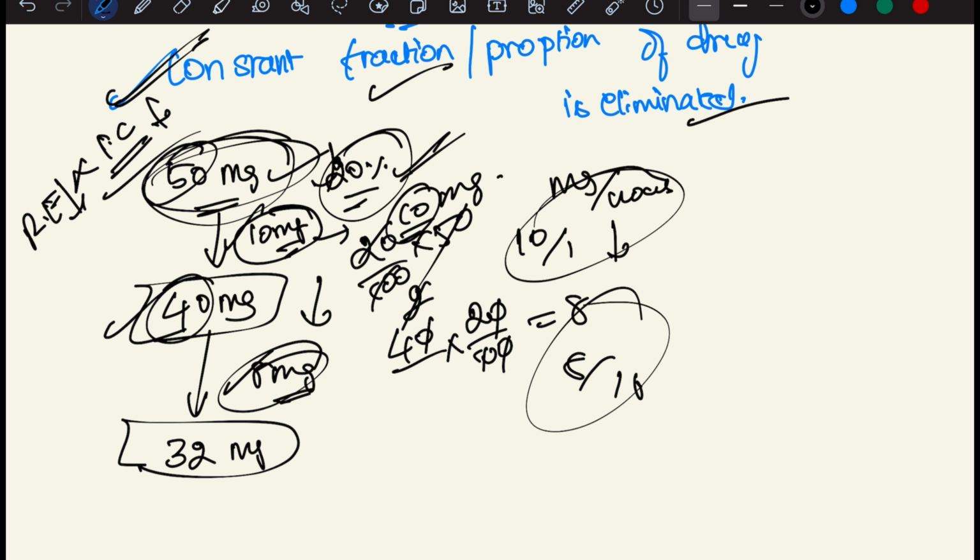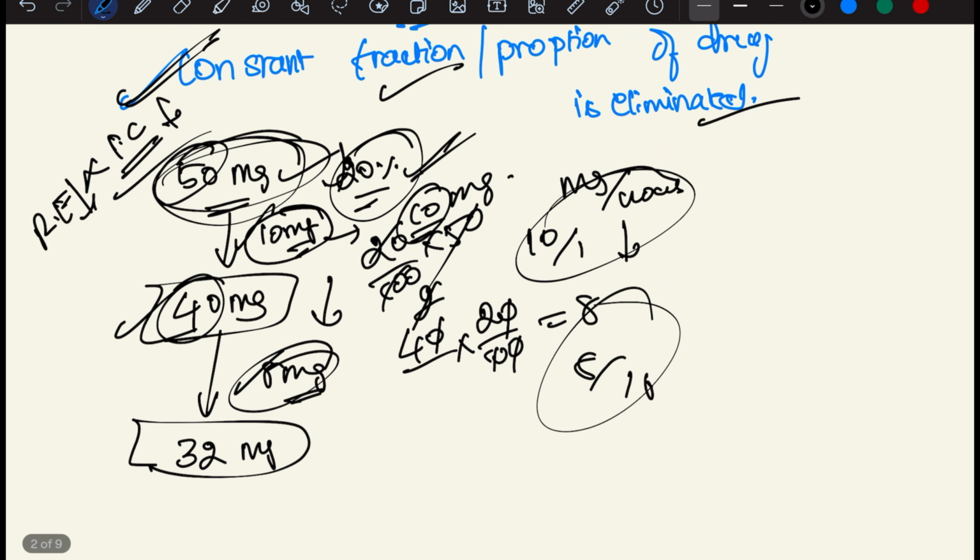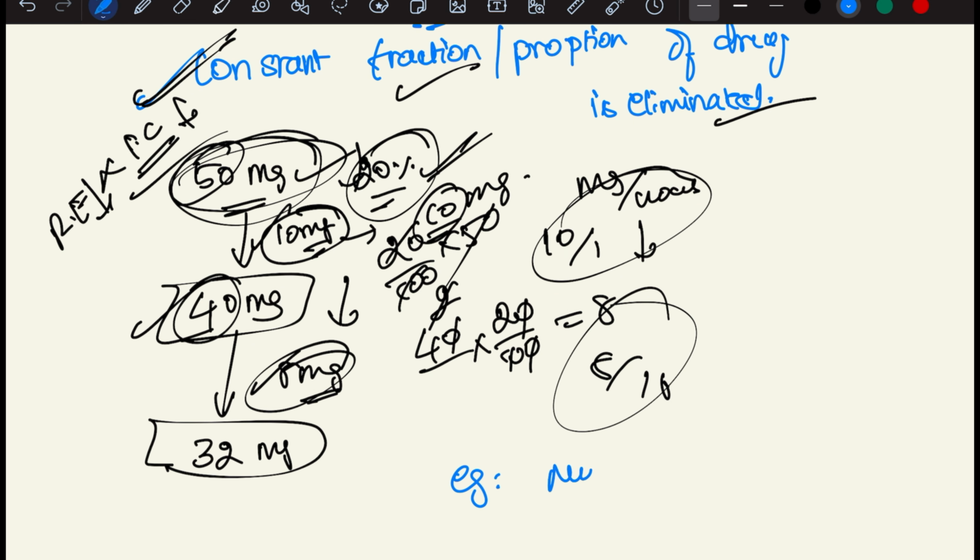Understood? Did I make it clear? Okay. As for examples, most drugs follow first order reaction, so we don't need to study any particular example for this. I'll give examples for zero order reaction. Excluding those, all of the drugs follow first order reaction. Okay. Next, we'll enter into zero order.